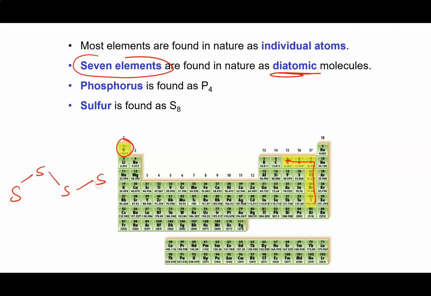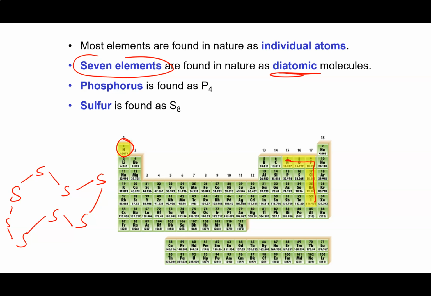So let me see if I can draw it. You get 8 of them joined together in a ring. 1, 2, 3, 4, 5, 6, 7, 8. And they join together in a ring. And it's just kind of really weird. It's kind of fun. Okay, so most of the elements exist as individual atoms.